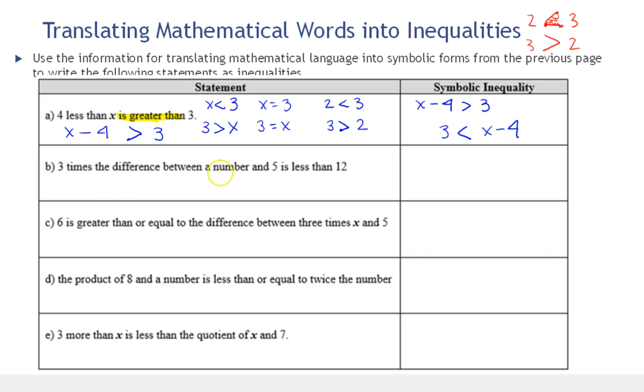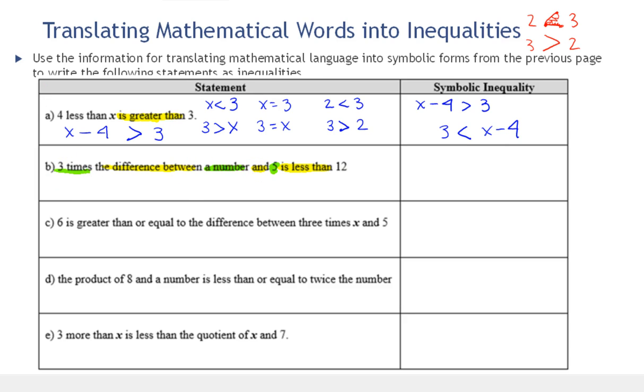3 times the difference between a number and 5 is less than 12. So I'm going to find the is, and we have an is less than. Okay? So this is the left-hand side of the inequality, and this is the right. On the left-hand side we have 3 times the difference between, and here's the end, and you're finding the difference between a number and 5. Okay? And then we're going to take 3 times that difference.